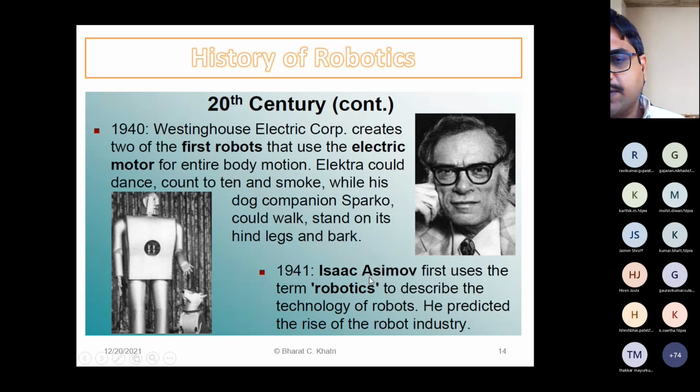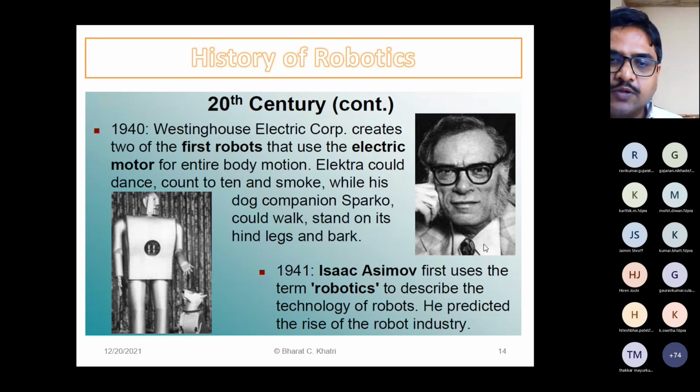In 1941, Isaac Asimov first used the word robotics, to describe the technology regarding robots. He also predicted that there would be a very good rise of the robot industry. A lot of people will use robots, industry will use robots, and it will be a growing industry. So he predicted that. This is Isaac Asimov.